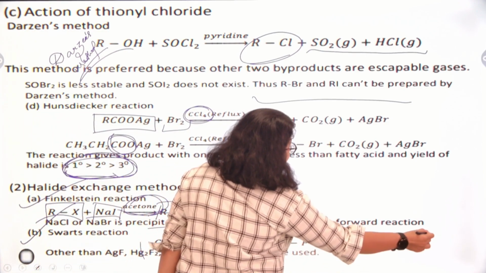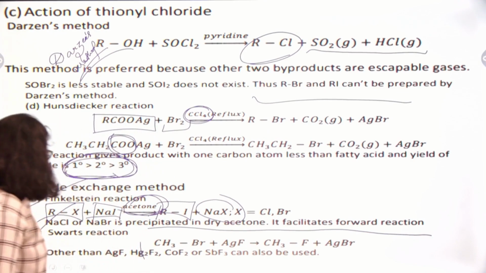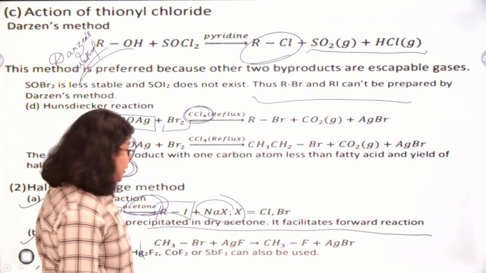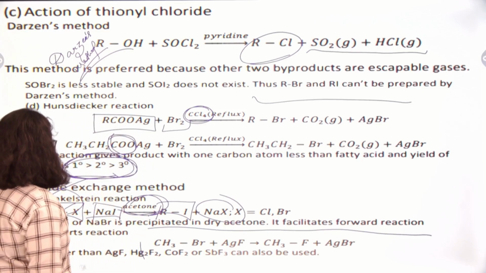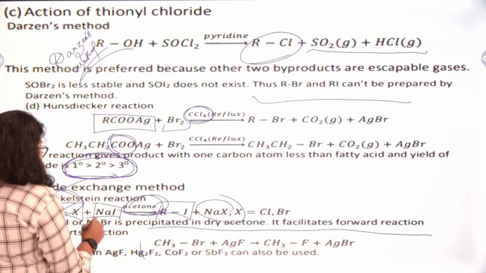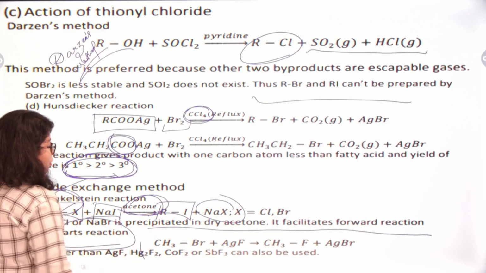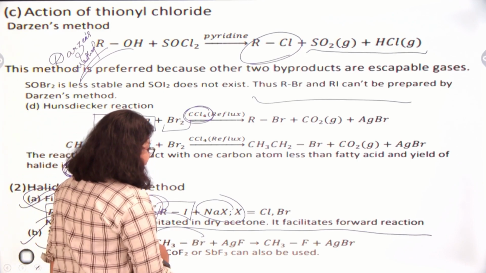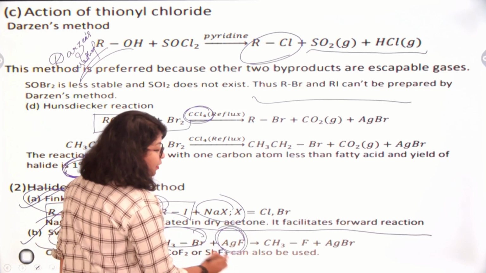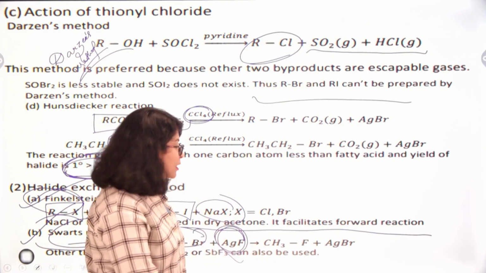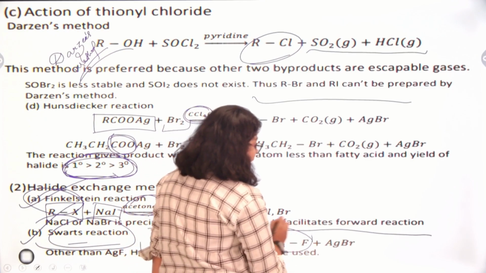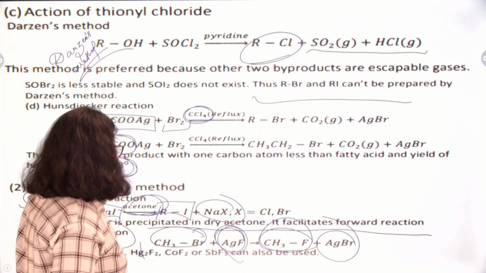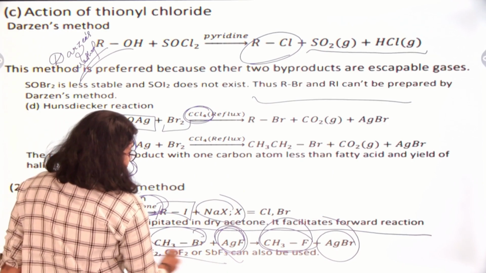It facilitates the forward reaction. Now Swarts reaction is basically for the preparation of fluorides. So Finkelstein was used for the preparation of iodides, and Swarts reaction is used for the preparation of fluorides. So here also, if I am reacting any alkyl halide with AgF, then again halogen exchange takes place to give you alkyl fluoride plus AgBr. Other than AgF, Hg2F2, CoF2 and SbF3 can also be used.